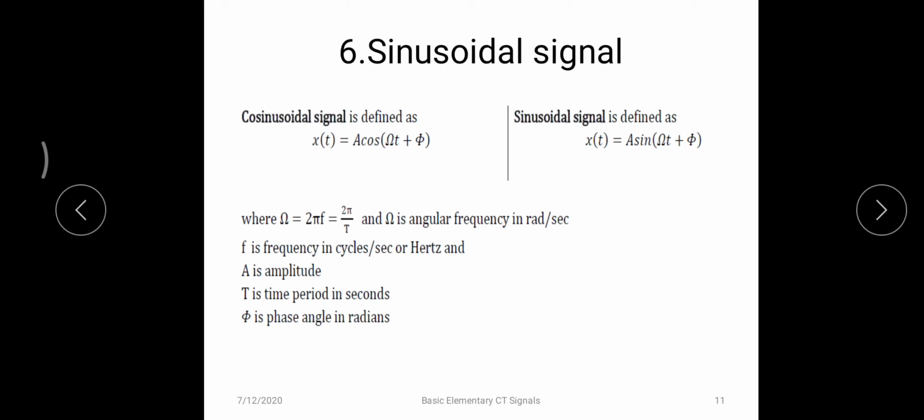And next, the sinusoidal signal. There are two types of sinusoidal: one is cosinusoidal and another one is sinusoidal, that is, the sine and cos functions. Any sinusoidal function can be expressed as x of t equal to A sin(omega t plus phi), and the cos function can be expressed as A cos(omega t plus phi), where omega is equal to 2 pi f. Omega is the angular frequency in radians per second, f is equal to 1 by T, where T is the time period, and phi is the phase difference.